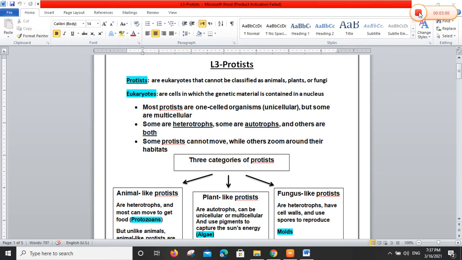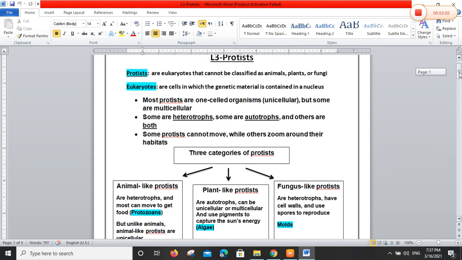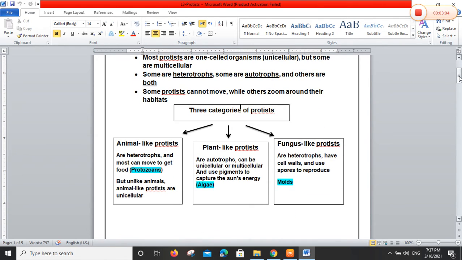But animal-like protists are not exactly like animals. Some types are unicellular, but all animals are multicellular. Some types of animal-like protists are unicellular. Number 2, our second category, plant-like protists, are autotrophs.